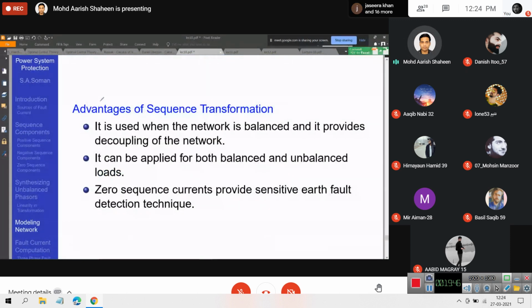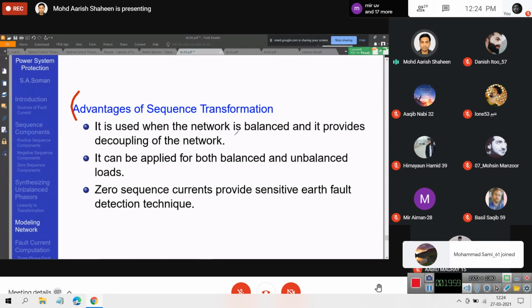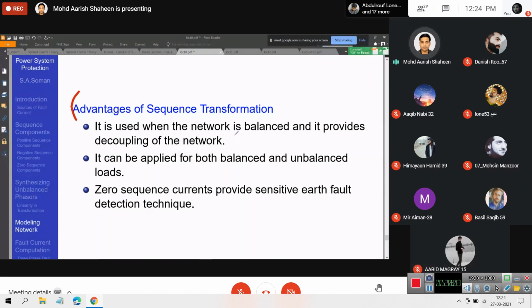What are the advantages? When the network is balanced, it allows the decoupling of the network. So you have positive, negative, and zero sequence networks that you probably have constructed in Power System second. We shall have a brief revision here as well. They are decoupled in that the currents and voltages that are present in one network have only an indirect relation to the currents and voltages that are present in the other networks. They are not completely independent, but internally they are independent. It can be applied for balanced, unbalanced loads and so on.